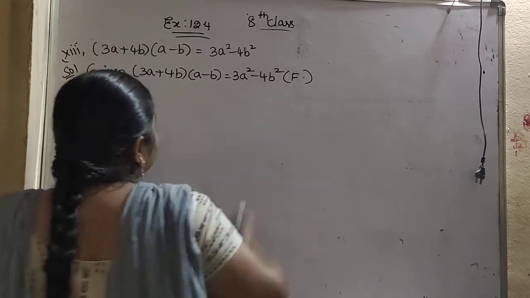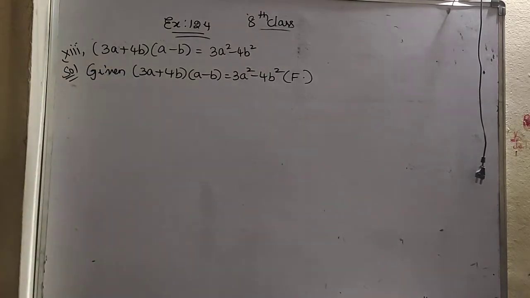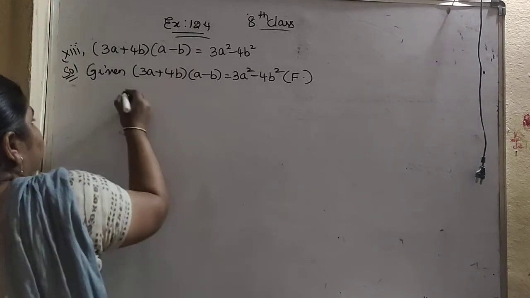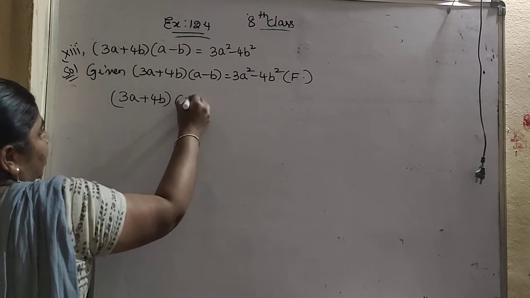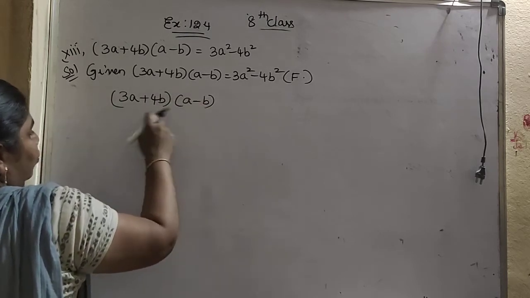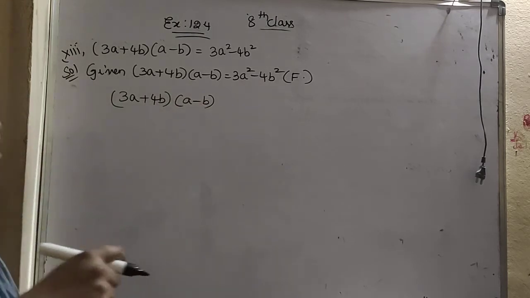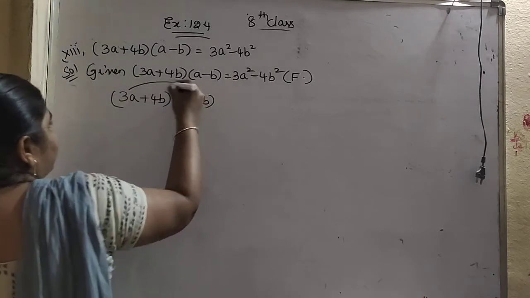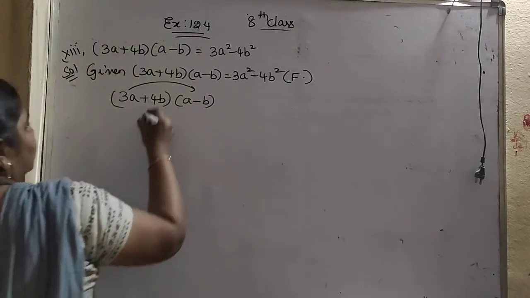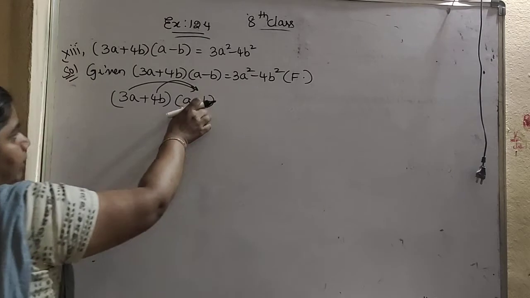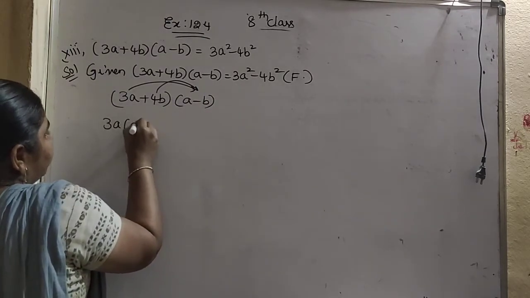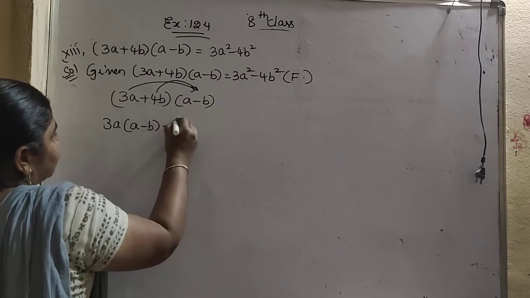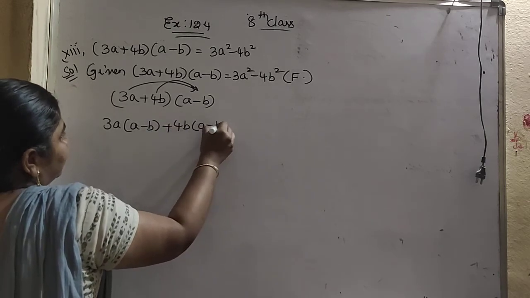So it is a false statement. Now what is a true statement, we will see. So (3a + 4b) into (a − b). So this is a binomial, it is having two terms. So 3a we have to multiply with a − b, as well as with 4b also we have to multiply to this term. So we can write it as 3a(a − b) + 4b(a − b).